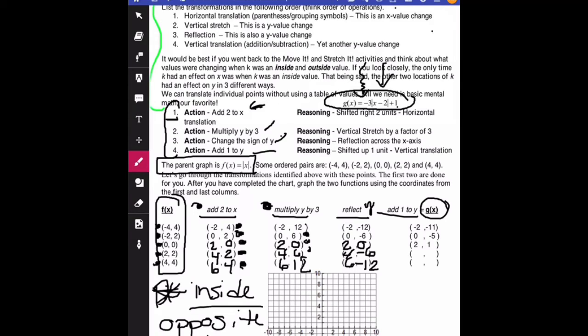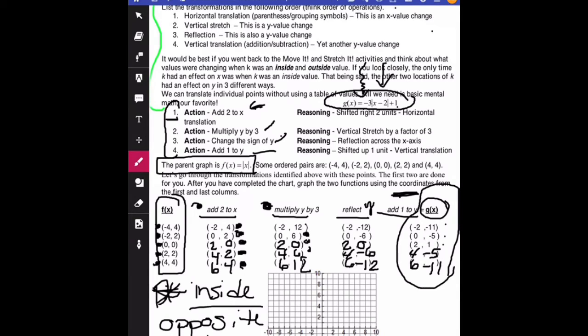The last step is you're going to add 1 to y. So again, we're not doing anything to x, so we're going to record those x values. They did 3 of them this time for you, so we only have to do the last 2. If we add 1, we'll get negative 5 and negative 11. So now we have our g of x function.